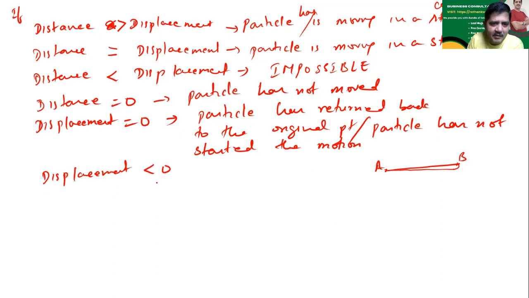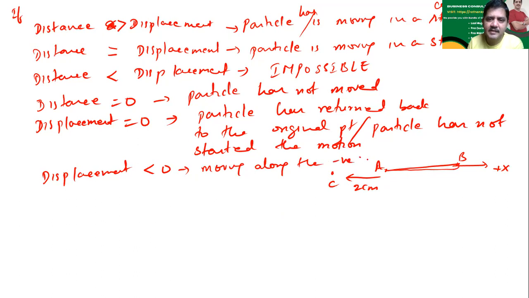Can the displacement be negative, less than 0? If it is less than 0, what does it mean? It started from point A, point B, and maybe if you consider this as your positive x-axis, the particle went back and it's at point C here. If I ask you where is the particle, you will say it is behind me, 2 centimeters behind me. So displacement less than 0 means the particle is positioned along the negative x-axis.